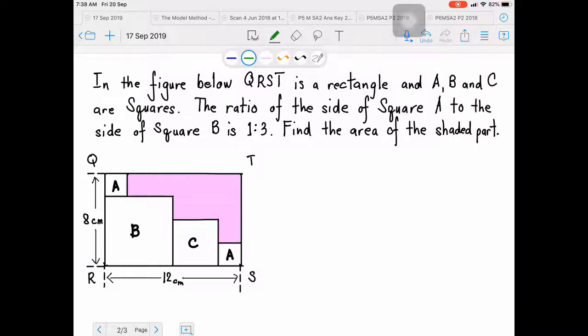Let's first read the problem. In the figure below, QRST is a rectangle and A, B, and C are squares. The ratio of the side of square A to the side of square B is 1 to 3. Find the area of the shaded part. So let's write a question mark on the shaded portion.